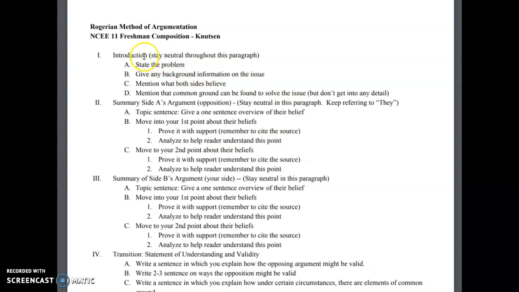You're going to start with an introduction. You're going to state the problem and give background information on the issue. You're going to mention what both sides believe, and that common ground can be found to solve the issue, but you're not going to get into any detail.